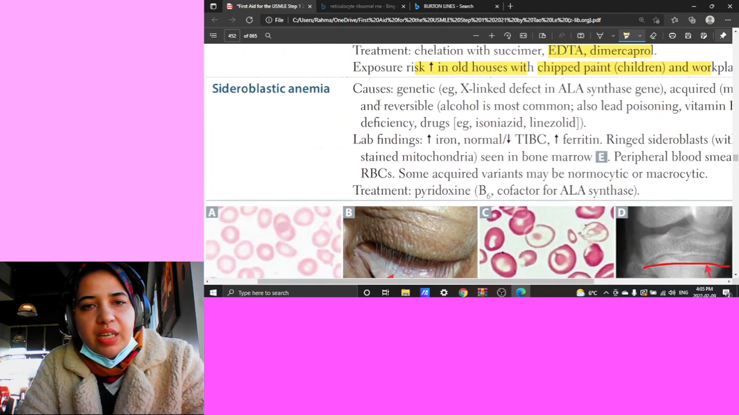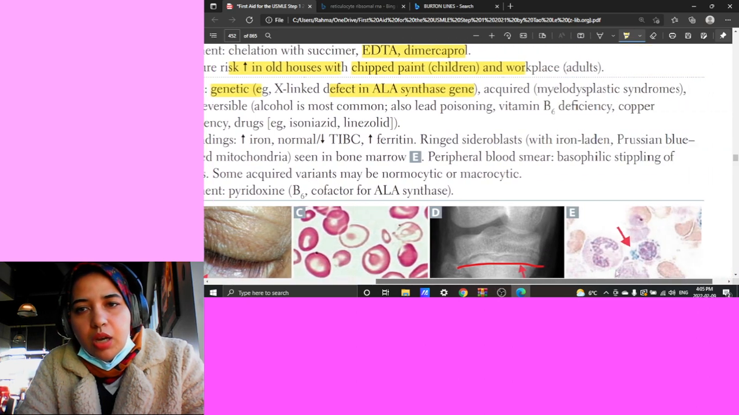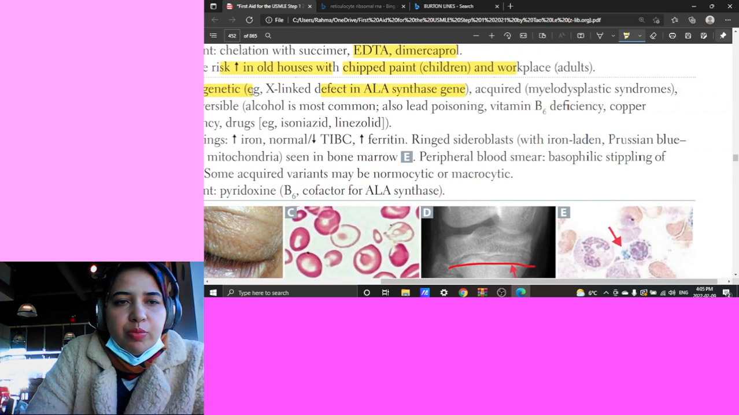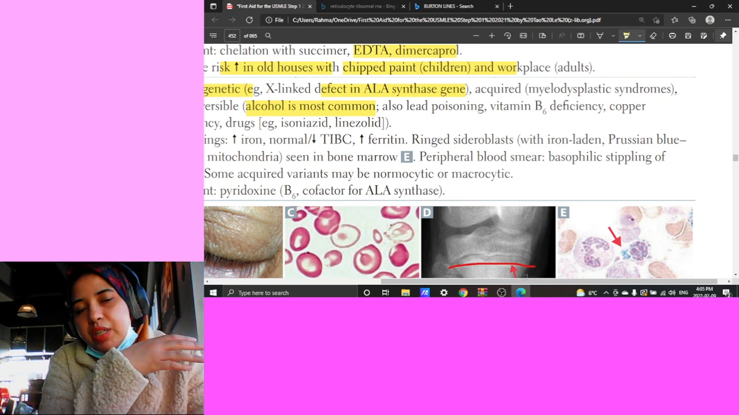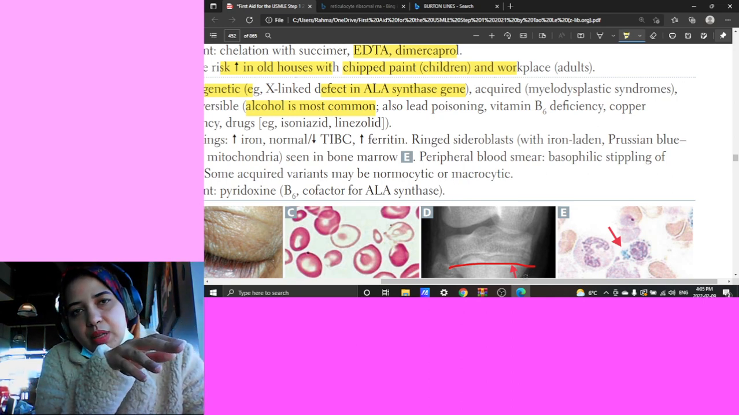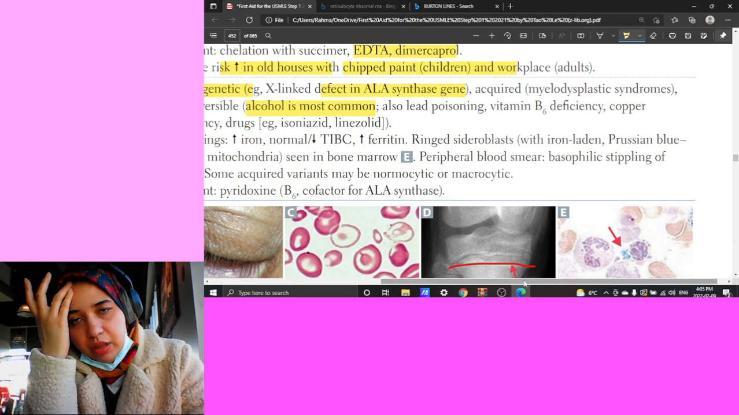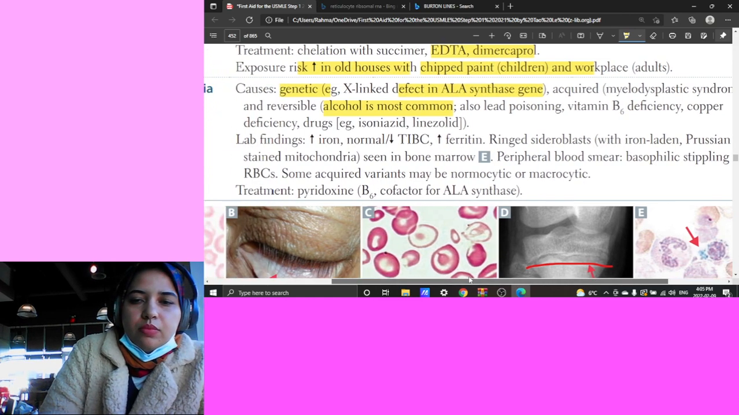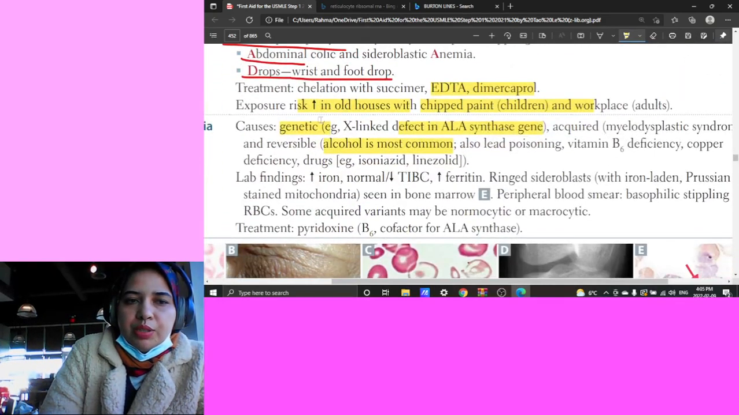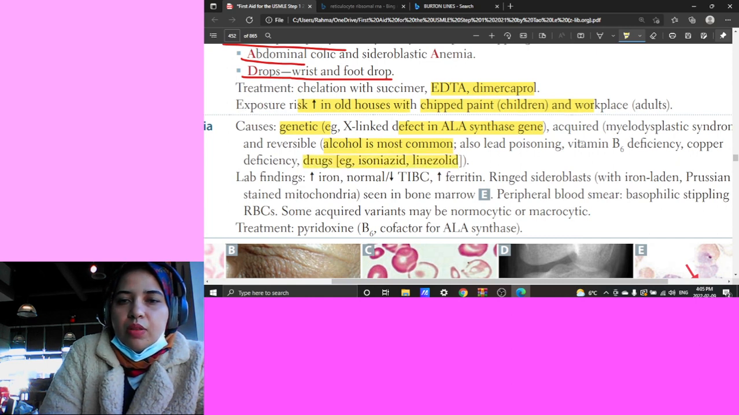Next is the sideroblastic anemia. So this is either a genetic or acquired condition, where you have a defective ALA synthase gene, or it can be acquired through myelodysplastic syndromes, or alcohol is the most common. That's very important. Alcohol can cause microcytic anemia, like we see here, through sideroblastic anemia, or it can cause anemia of the megaloblastic type, which we'll see with that discussion. Or it can occur with certain drugs like isoniazid or linezolid.